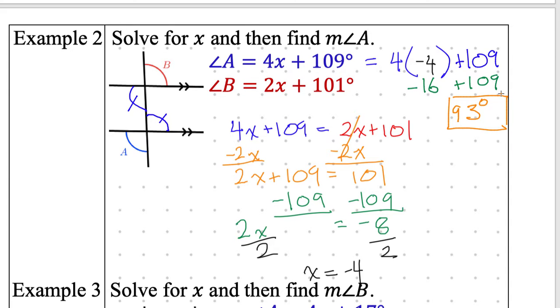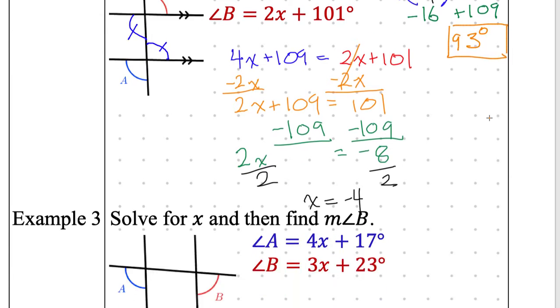And it does look to be about 93. It's a little bit bigger, so that makes sense. Box your answer. We did a lot of work. It's kind of hard. Was the answer negative 4? Was the answer 109? It was 93. And don't forget your units, 93 degrees.